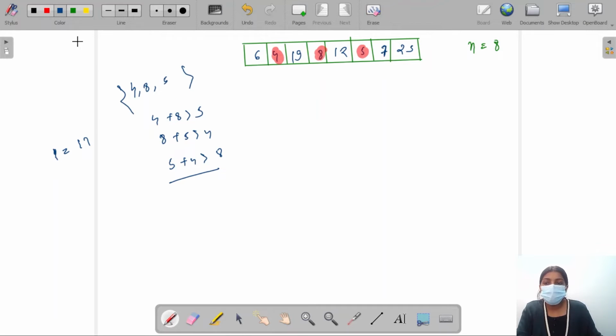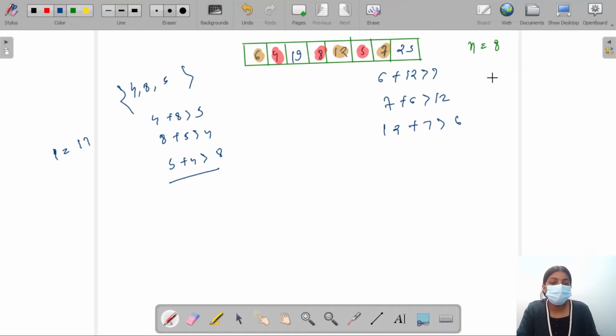Now I take another three sides, let's say 12, 6 and 7. These also form a triangle, because 6 plus 12 is greater than 7, 7 plus 6 is greater than 12, and 12 plus 7 is greater than 6. So the perimeter here is 6 plus 7 plus 12, which is 25. So we first have to check if the sides form a triangle, and if they do, we have to return the largest perimeter formed by these triangles.